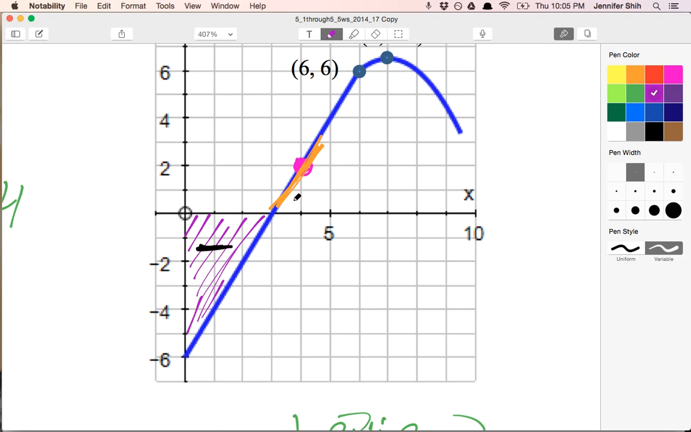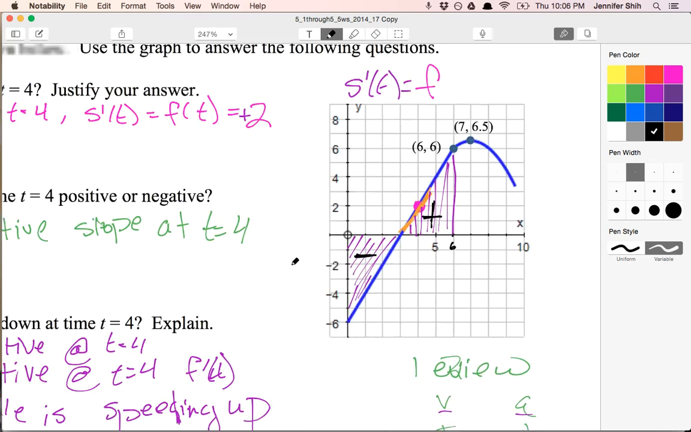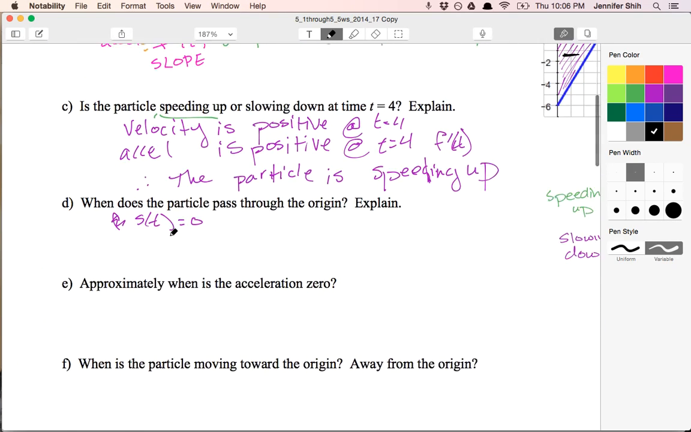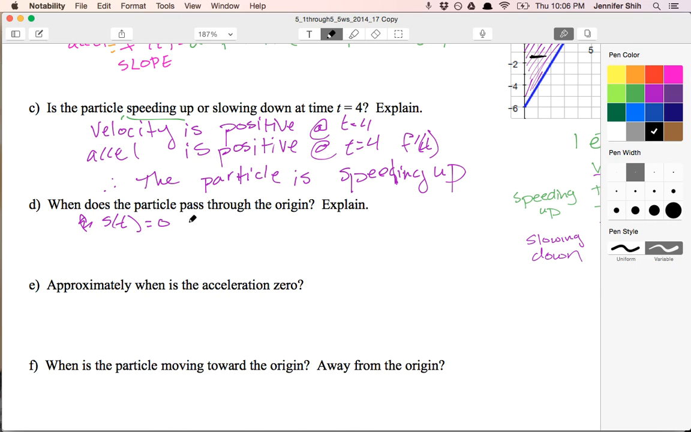Now, let's zero out our area. Let's go 3 this way and 6 up here. Here is the same area, but it's positive. So these areas are going to cancel out. So this means that the particle went left, and then at this time the particle went right. And then when it got to this time at 6, that's when it zeroed out its area for the velocity, which means it reached the origin. So when does the particle pass through the origin? S of t equals 0 at t is equal to 6.